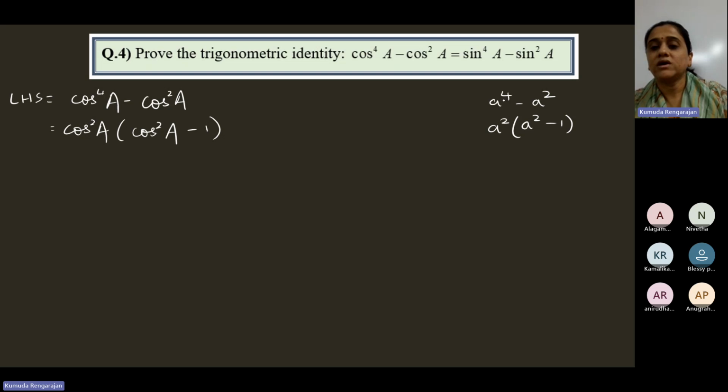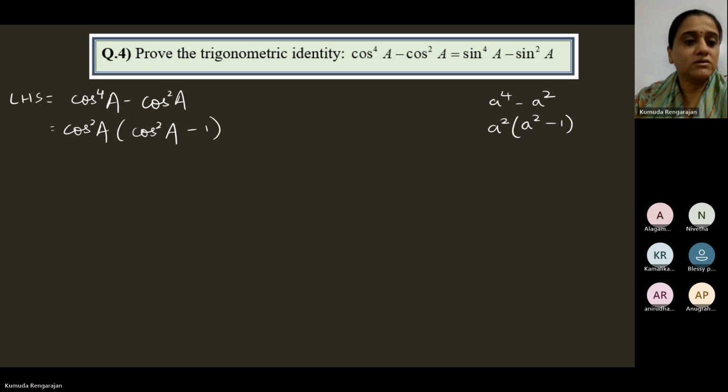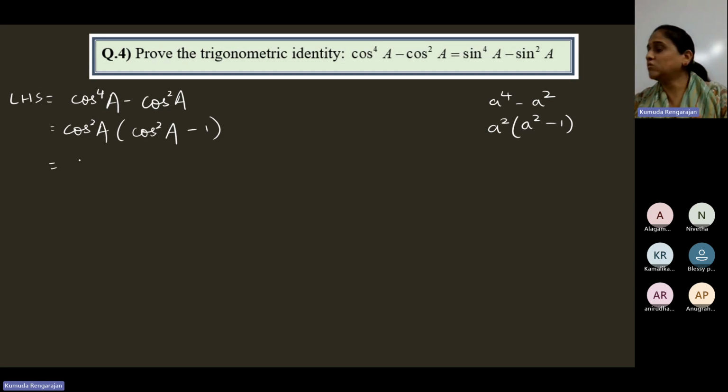If you have a to the power 4 minus a square, how will you factorize this expression? Or how will you proceed? Since there's something common, take out the common factor. Same thing here. Cos square a is common. So cos square a minus 1 in the bracket. Now look at the RHS. RHS has no cos. It has only sine. So what is cos square a? 1 minus sine square a.